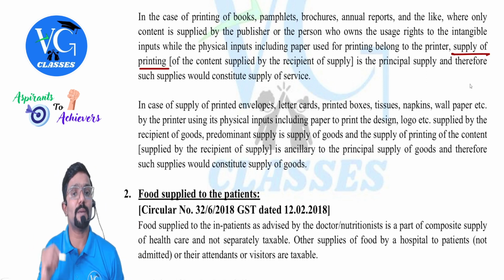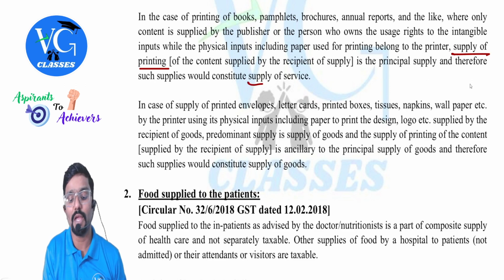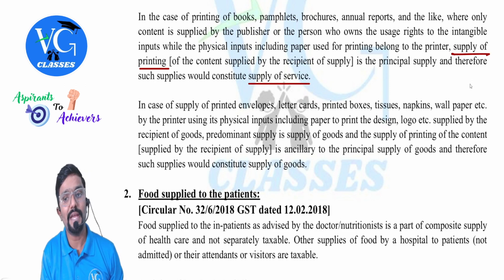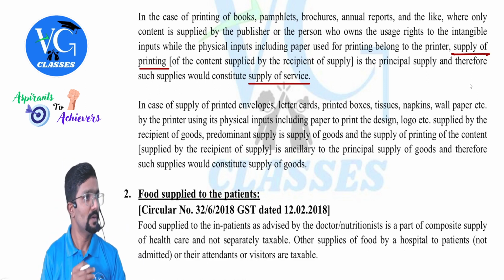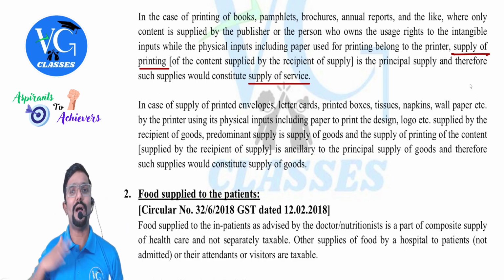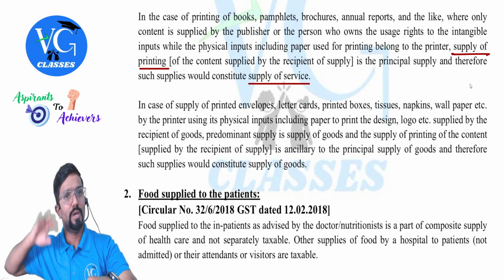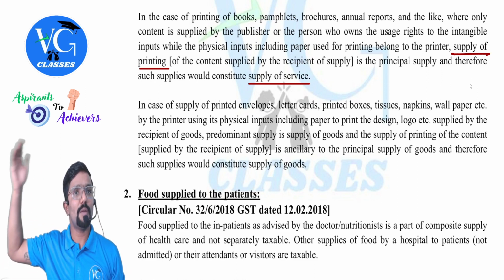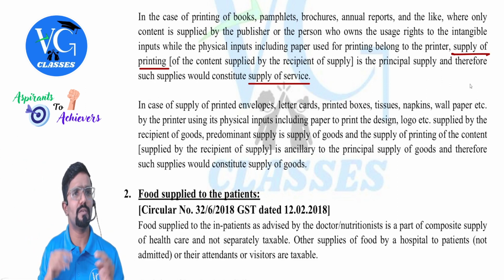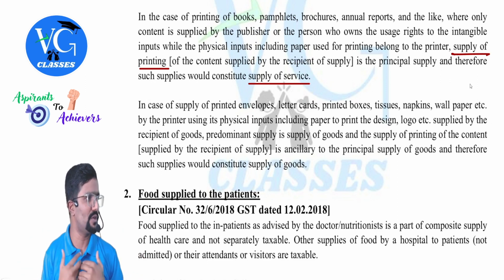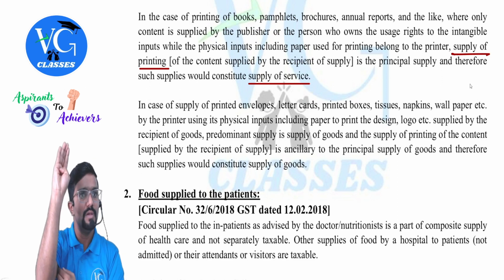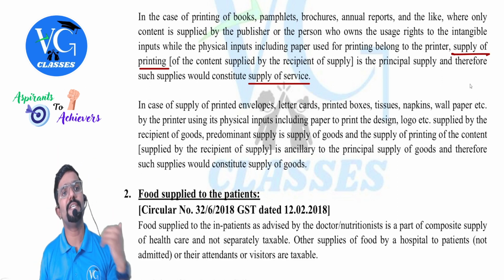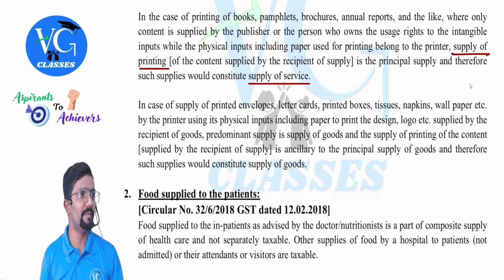And therefore, such supplies would constitute what, guys? Supply of service. So on the entire thing, whatever is the rate applicable for printing will be applicable. For example, guys, listen. Now I have a copyright for my books. I have the content. I gave it to the publisher or the printer, telling, sir, please print 1,000 copies of my book. Content I have given. Book I didn't give. I told him, please print 1,000 books of this and give it to me.